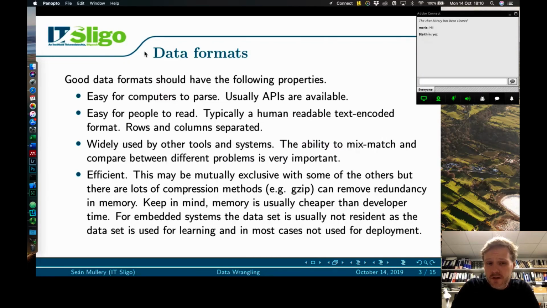But in most cases, we're far more concerned with developer time, the time it takes to develop and train the system, than we are about memory. Memory is usually relatively cheap. So it is important to keep that in mind from the efficiency point of view, that oftentimes the efficiency of programming is more important maybe than the efficiency of memory usage.